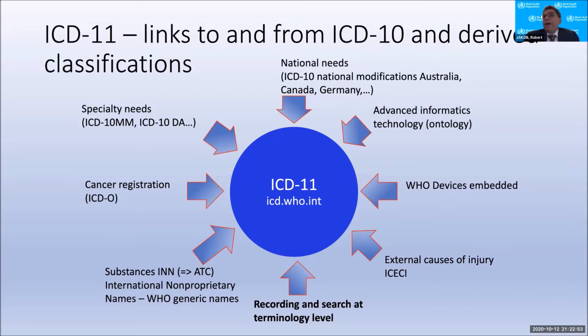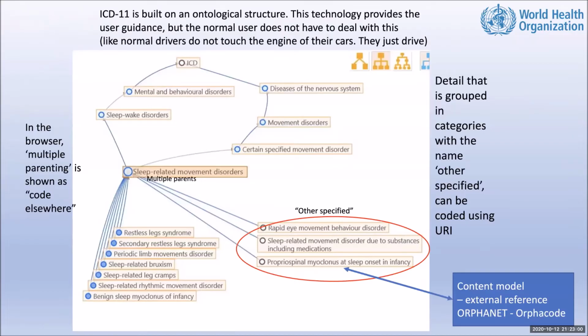We have WHO devices in external causes of injury, INN. So we have all these kinds of links. And here you just see an outlook into the intestines of ICD-11, not to scare you, but to tell you what the structure is. You see here a multi-hierarchy. In the middle, sleep-related movement disorders that has multiple parents. One parent is gray, so that is the parent that is not used for statistics, whereas the blue one is the one that is used to design ICD and do real statistics there.